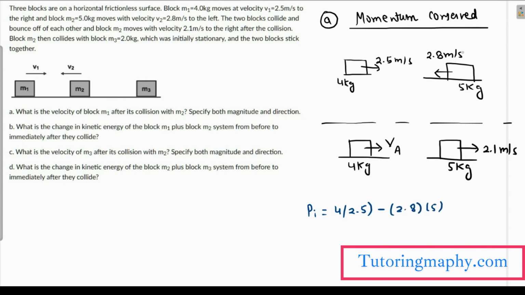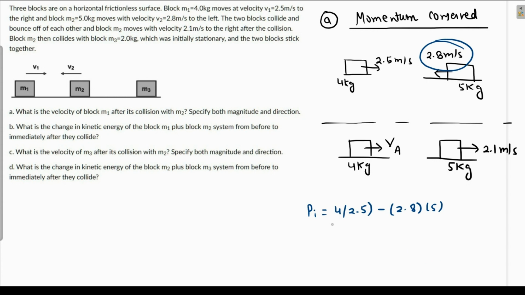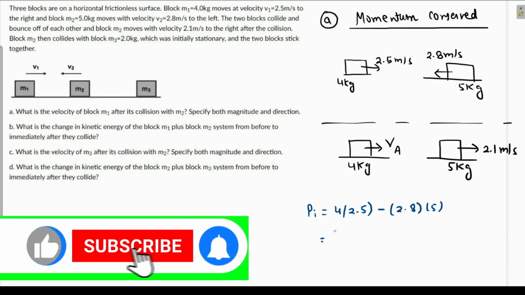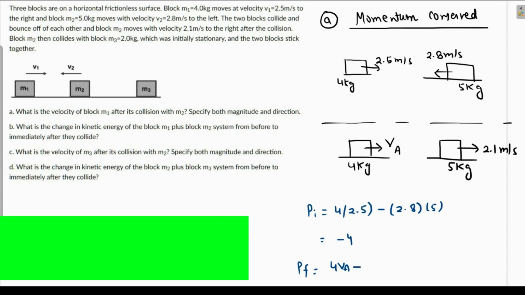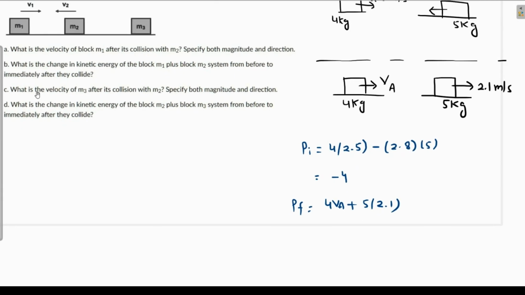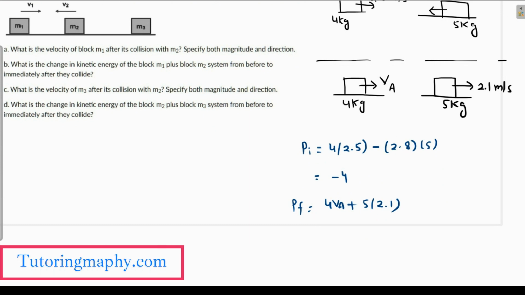Okay, so the initial momentum is going to be 4 times 2.5 minus 2.8 times 5. Why minus? Because this is over on the other side, and that's why the momentum is negative. So this comes out as negative 4. And the final momentum is going to be 4 times VA plus 5 times 2.1. So this is coming as 10.5 plus 4 times VA.